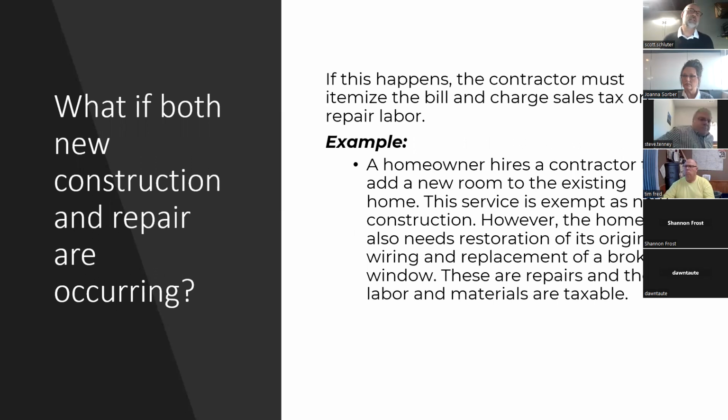So in this situation, if there's two things occurring, you have a new construction contract, but while you're there, a window is broken in a separate part of the facility, the home, that would be a repair. So you're going to have a new construction transaction invoice and you're going to have a repair invoice. Both of those are taxed differently.